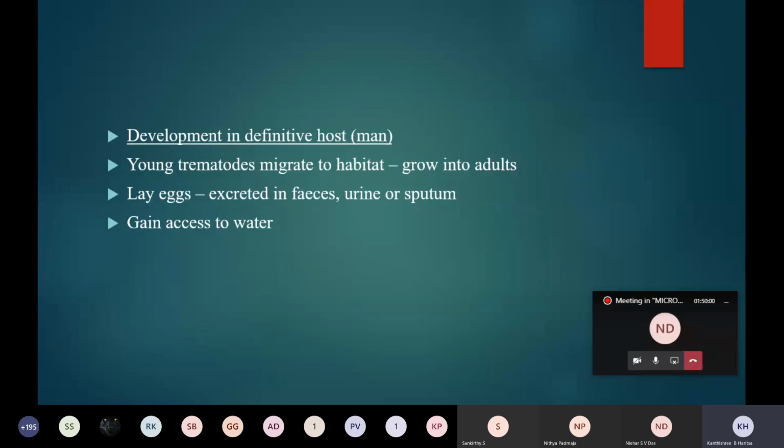So coming to the development in the definitive host, that is man. The young trematodes will migrate to their respective habitats, and in their habitat they will grow into adult worms, start laying eggs which are excreted in feces or in urine or in sputum depending upon the species. After this they gain access to water.